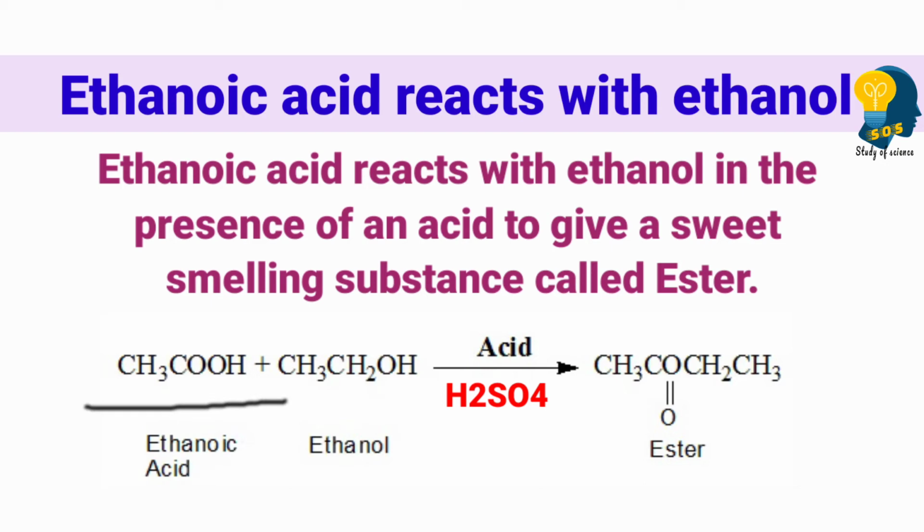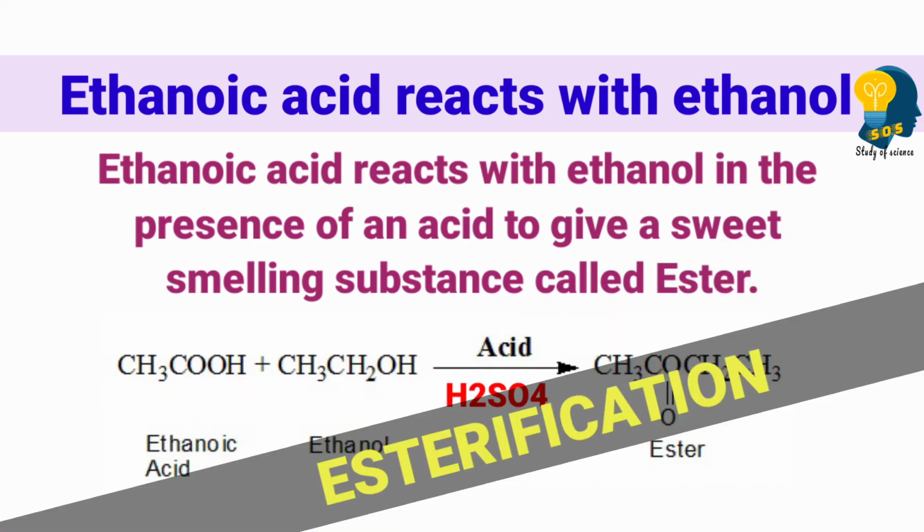In the presence of sulfuric acid, which is a catalyst, it gives rise to a sweet smelling substance called ester. We call this process esterification. Clear? Now let us focus towards the next chemical property of ethanoic acid.